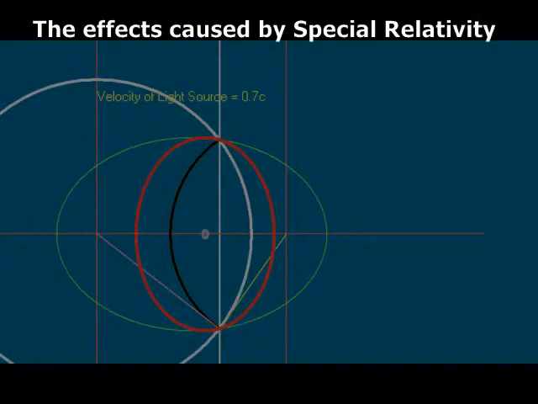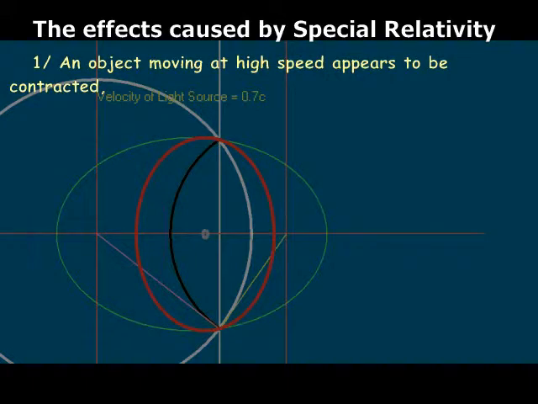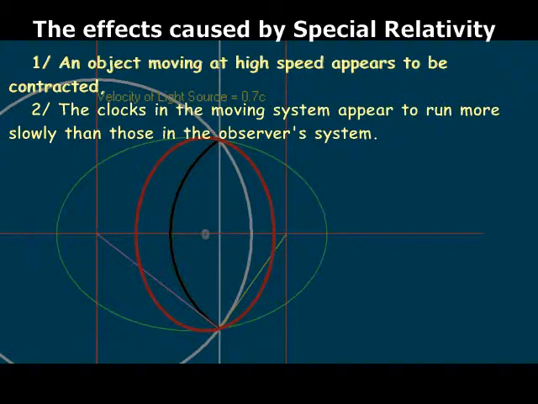Special relativity can be developed by observing simple models. The limits imposed by the speed of light cause 5 phenomena which occur as speeds approach c. These are that 1. Objects appear to become contracted. 2. Clocks in the moving system appear to run slower than the observer's clock.